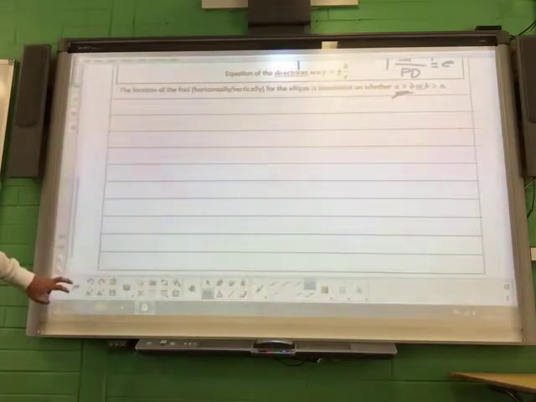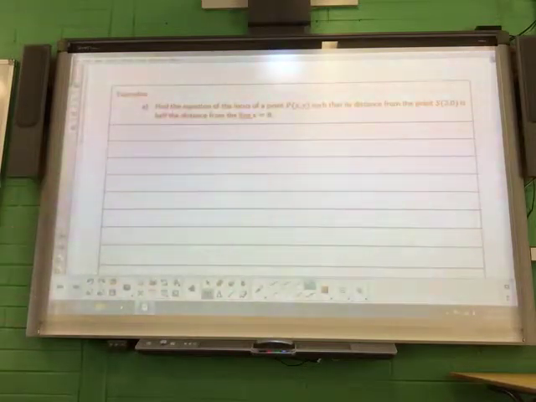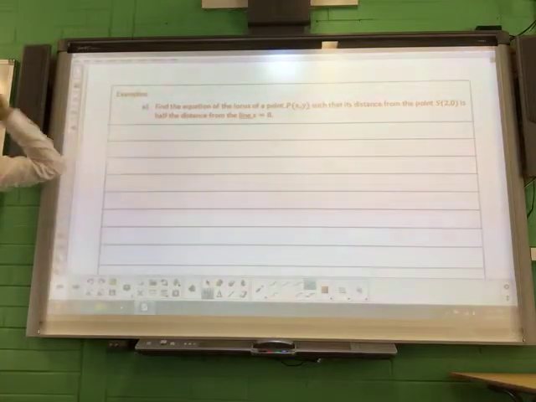Any other questions? Right, let's look at a couple of questions just to clear up that understanding. Alright, so let's find the equation of the locus of a point P(x, y) such that its distance from the point S, labelled as the focus, (2, 0), is half the distance from the line x equals 8. Okay, so this is our ellipse because the distance from the focus to that point is less than the distance from that point to the directrix, because we're told that's half the distance.